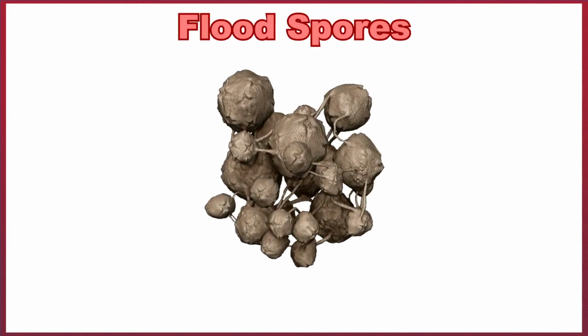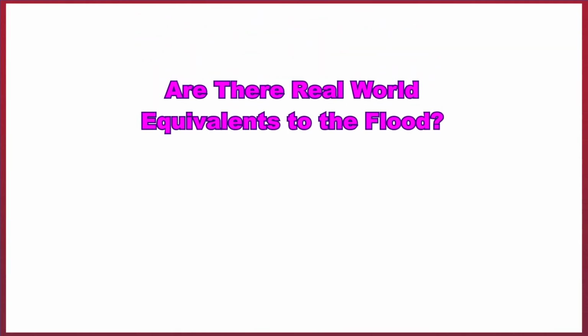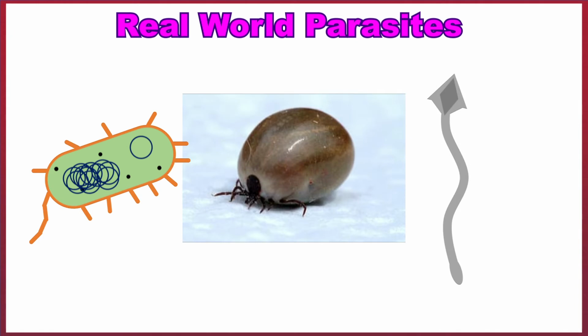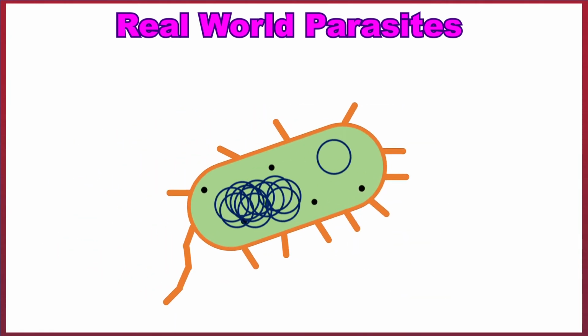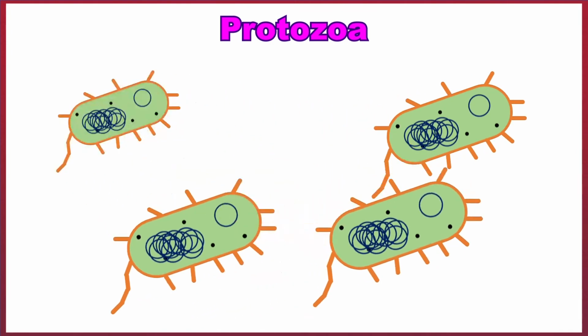The Flood can also infect hosts through use of Flood spores. These, if inhaled, transform the host into a combat form Flood. But the real question here is, are there any real-world equivalents to the Flood? Well, we normally think of three main categories of parasite. The first of which is a microscopic parasite called a protozoa, which harms the host whilst replicating.